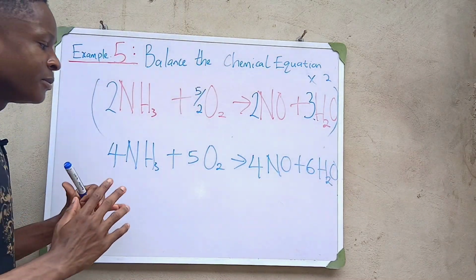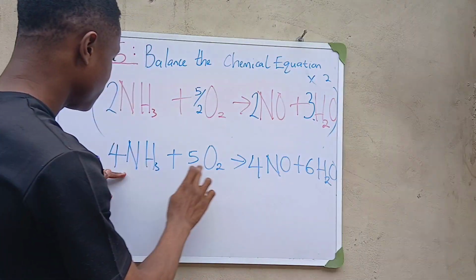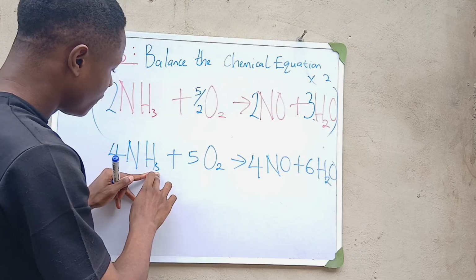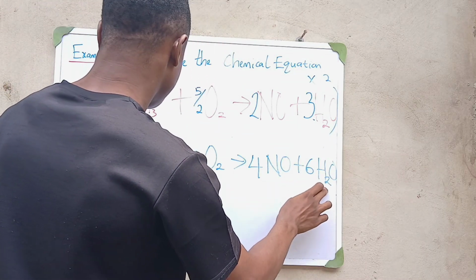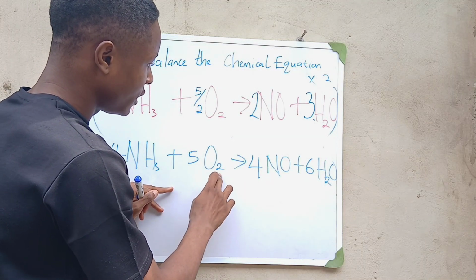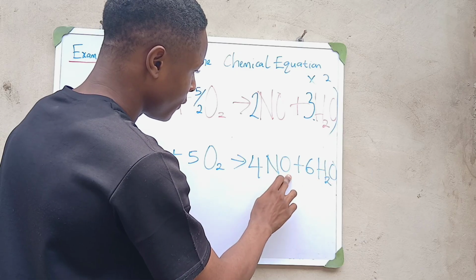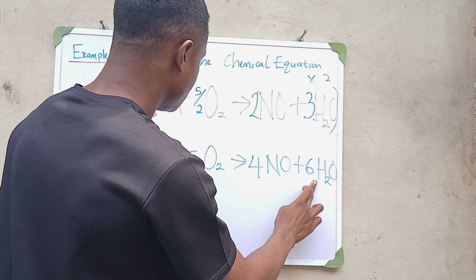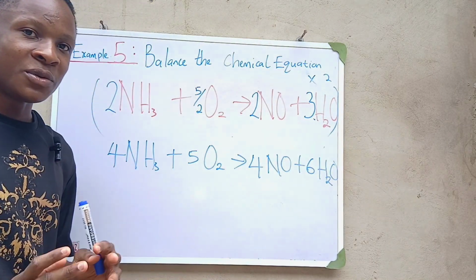So now let's check if it's balanced. We have 4 nitrogen here, 4 nitrogen here. This times this is 12: 12 hydrogen here, and 6 times 2, 12 hydrogen here. And this is 10 oxygen here: this plus this times this, 4, and 6 times 1, 6. So 4 plus 6 is 10. So we have 10 oxygen here, 10 oxygen here. So the equation is balanced.